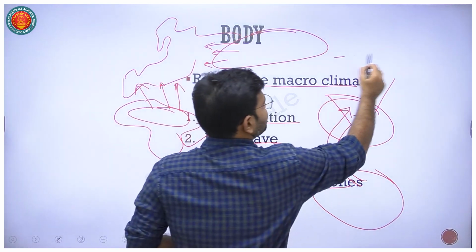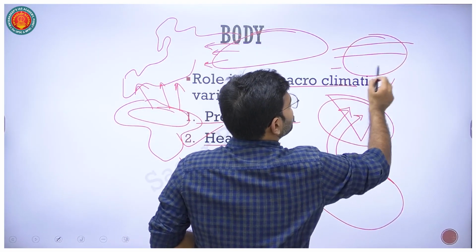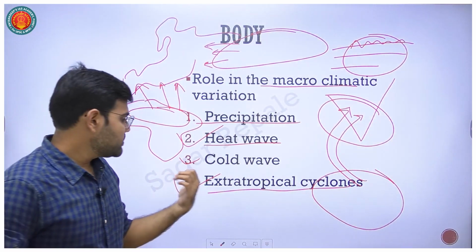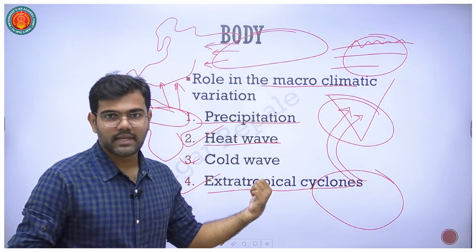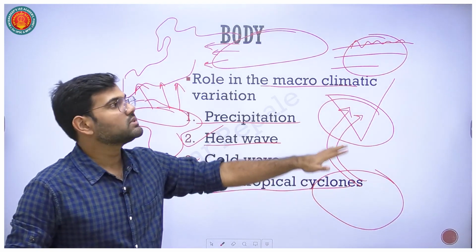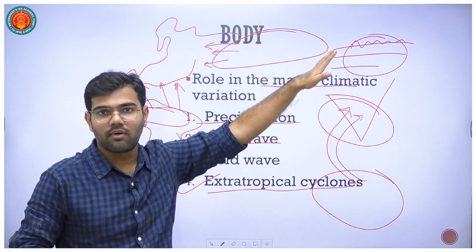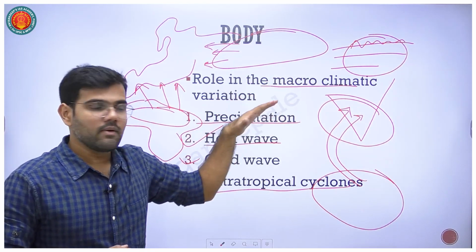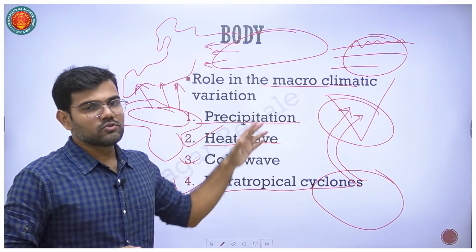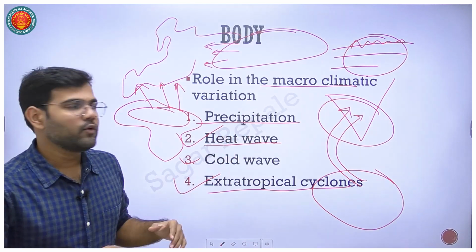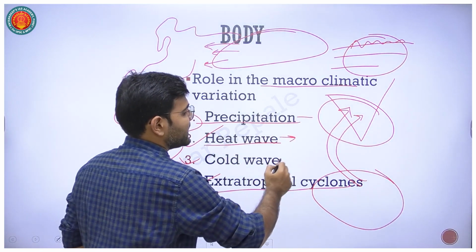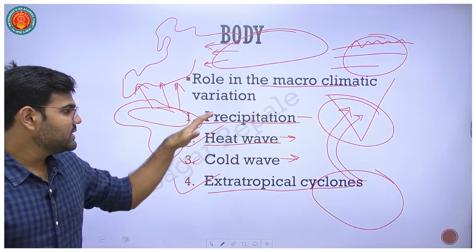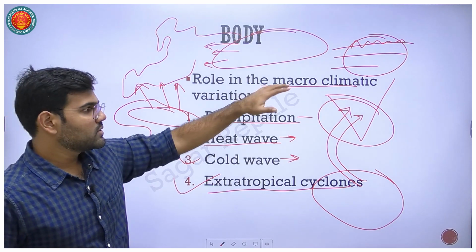So here in this region we get what? We get wave cyclone. Wave cyclone is also called as what? Extratropical cyclone. And due to the extratropical cyclones, this region gets rainfall. This region gets precipitation. So precipitation, heat wave, cold wave, extratropical cyclone. So don't just write these words only. You need to explain. You can give the examples like I told you, or if you have time, you can also draw a diagram for each one of these effects. Right? So these are the four effects.